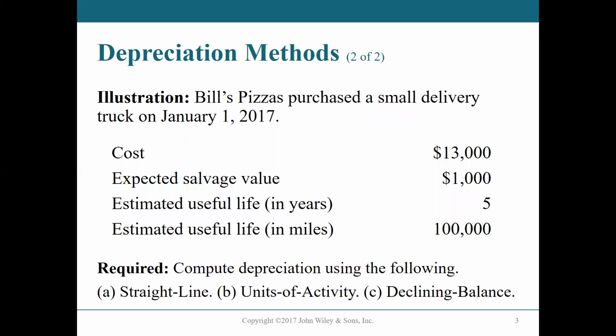So let me go into a couple of examples of each. Bill's Pizzas purchases a small delivery truck. Probably should purchase a new business name, but hey, maybe some people, it's a good name for a little local pizzeria, Bill's Pizzas. Cost is $13,000. The expected salvage value is $1,000. And its estimated useful life in years is 5 years. And estimated useful life in miles is 100,000 miles. So that's all the data we'll need to compute depreciation using all three of these methodologies.